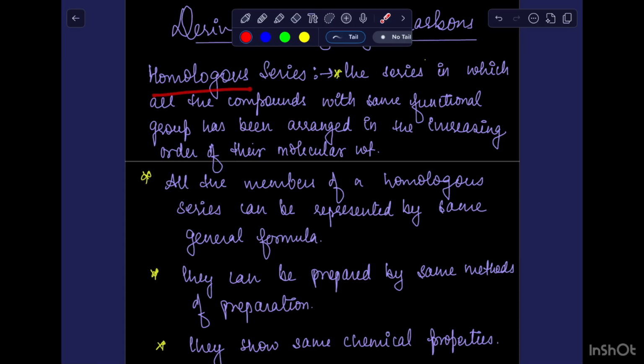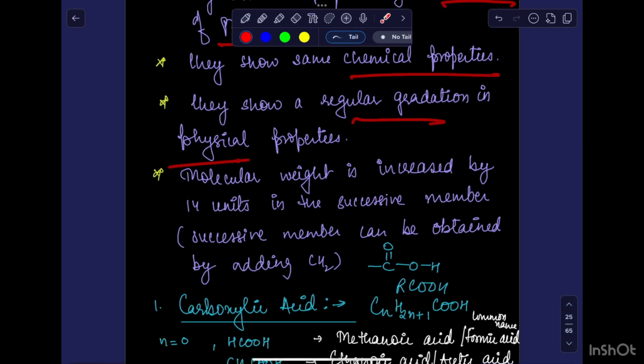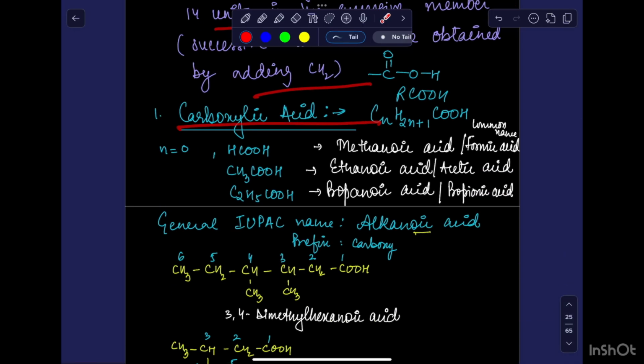Homologous series, you have already studied in class 10th: a series in which all the molecules can be represented by the same general formula, can be prepared by the same methods of preparation, show the same chemical properties, and show a regular gradation in physical properties, meaning their boiling point and melting point increase regularly as we move downward.